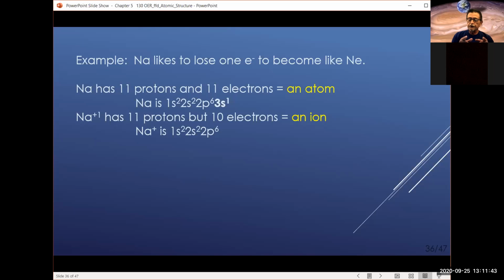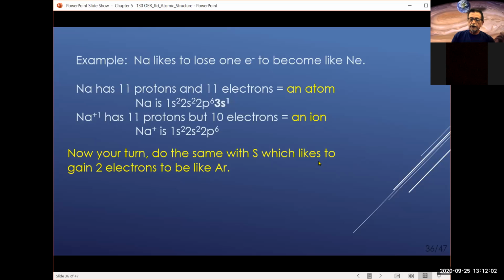So the driving force here is to get to that octet. In the case of metals, by losing electrons, it gets rid of the electrons in the outermost shell, and the next one is full. And now it has the magical 8, or the octet.